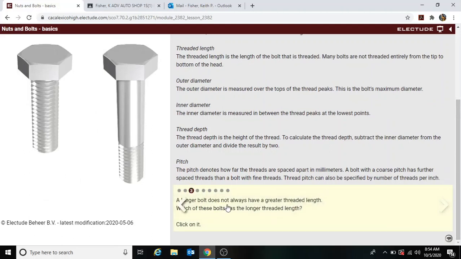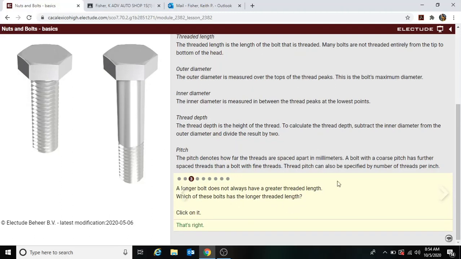The longer bolt does not always have a greater threaded length. Which of these bolts has a longer threaded length? Well, this one over here has way more threads. You can see that. This is all just smooth. Then you have the threads down here. And these bolts have their purpose, which we'll go into at another time.